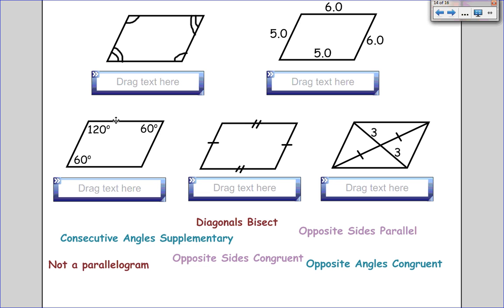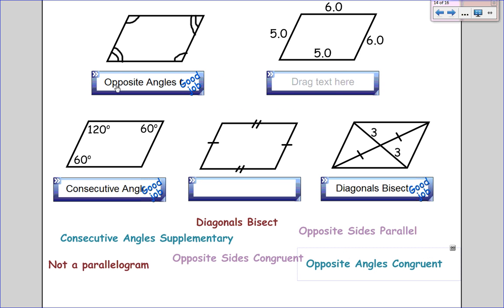As a quick review, pause it and see if you can figure out what each of these statements would go with each of these pictures. All right, so first off, let's see. Consecutive angles are supplementary. That would have to go here because they are consecutive and supplementary. Diagonals bisect each other would have to go here. Let's see. Opposite angles congruent would have to go here. Opposite sides would have to be here. And finally, not a parallelogram would be here because the opposite sides are not congruent.